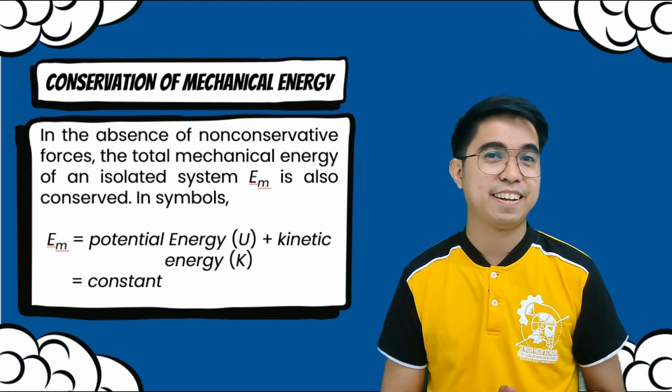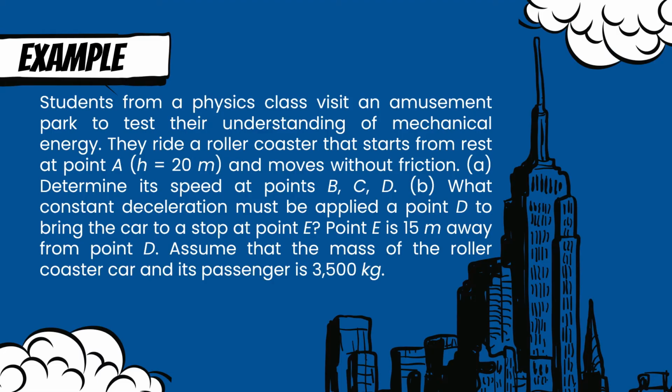It's simple. E sub M is equal to potential energy U plus kinetic energy K, which is also equal to a constant. For example, students from a physics class visit an amusement park to test their understanding of mechanical energy. They ride a roller coaster that starts from rest at a point A with a height equal to 20 meters and moves without friction. Determine its speed at points B, C, D. What constant deceleration must be applied at point D to bring the car to a stop at point E? Point E is 15 meters away from point D. Assume that the mass of the roller coaster car and its passenger is 3,500 kilograms.